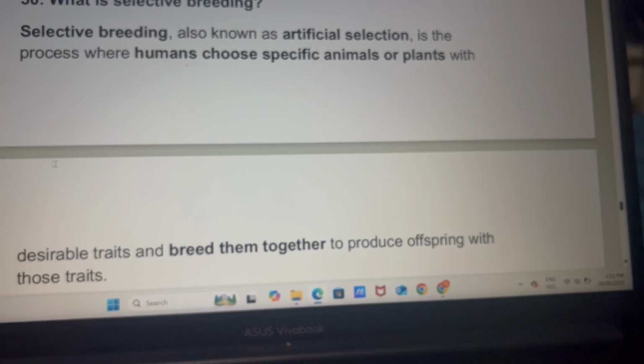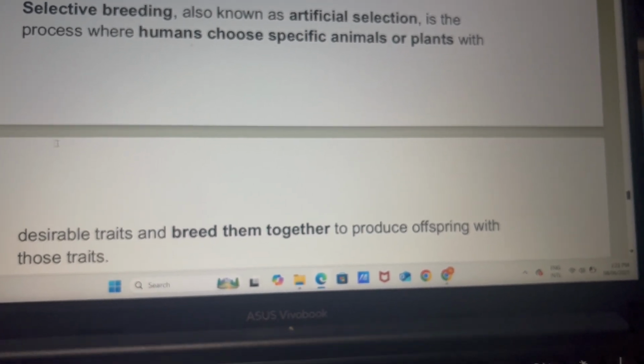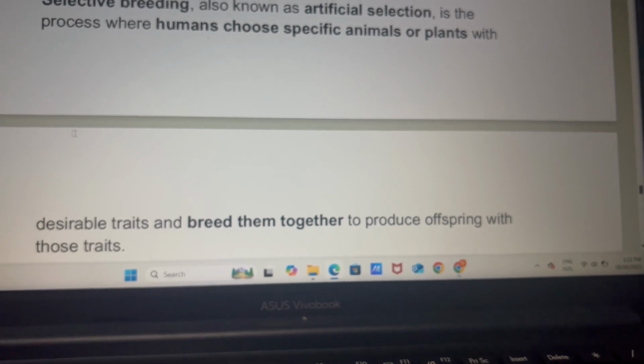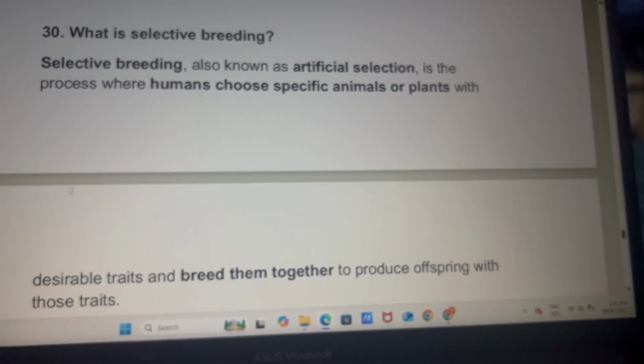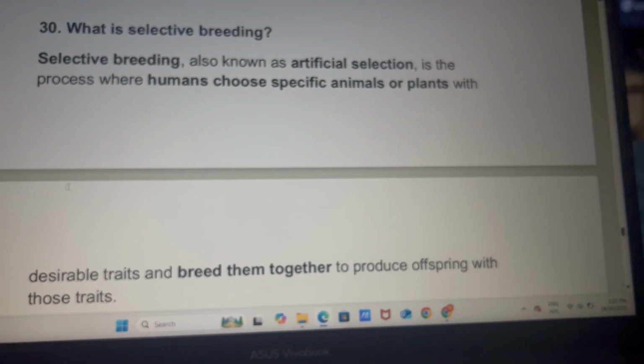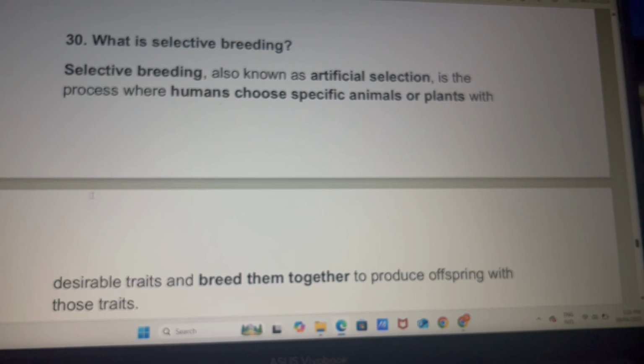So you just choose maybe the cow that produces a large amount of milk, or the sheep that has the best wool, any desirable trait you want, and you make the organisms breed and breed again over generations, so you can have the trait till the last generation.